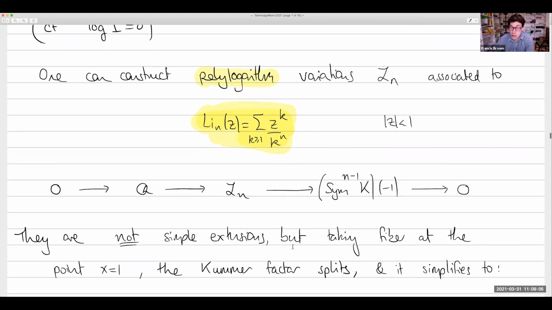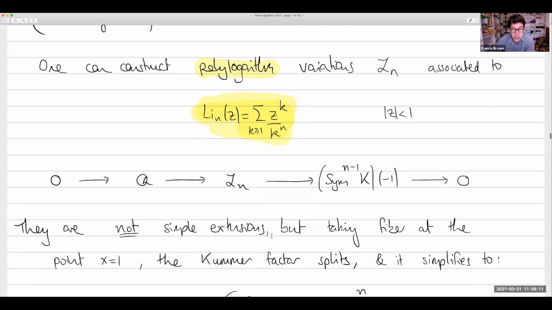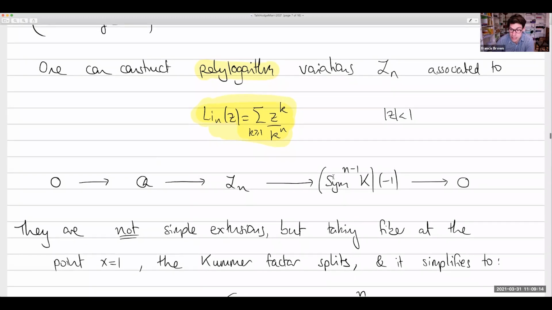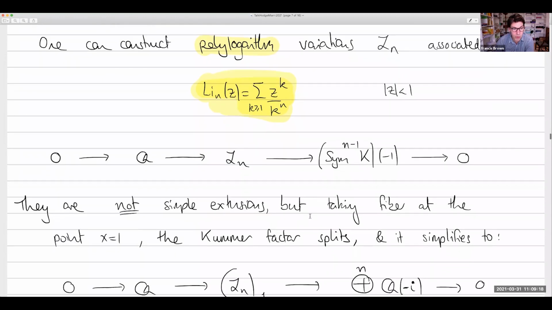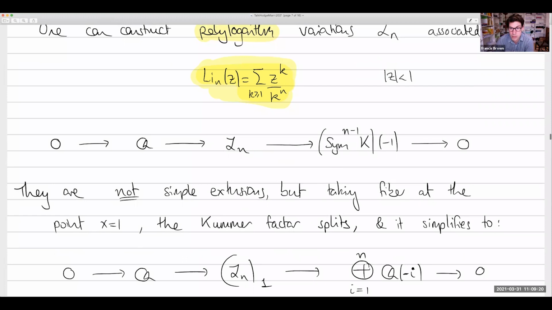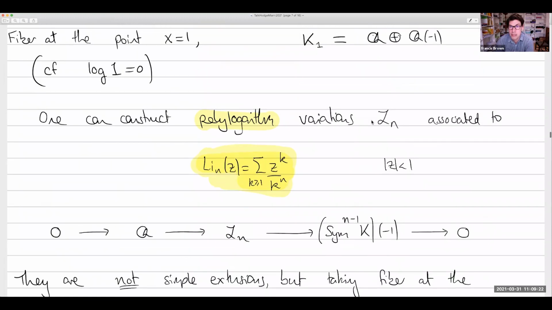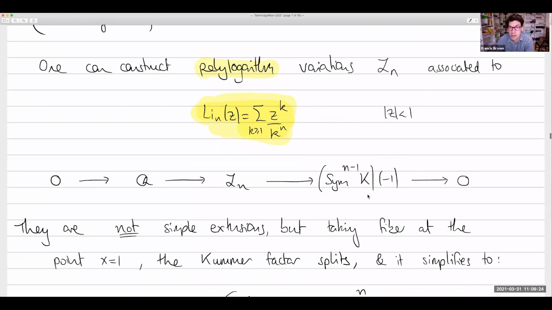But so this is what we can construct: lots of complicated variations on P1 minus 3 points, and I'll explain exactly how to do that. But it doesn't answer our question. But the magic is that when we take the fiber at the point x equals 1, this Kummer variation splits, as I mentioned, and it becomes a direct sum.